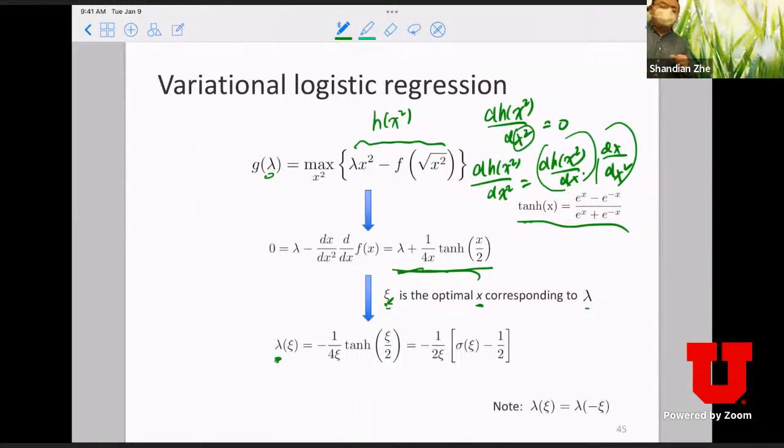Okay. And if you do some further simplification, you can also say this lambda of c can be written, just by operating on terms in tanh, as minus half times 2 sigma of c subtracted by half.